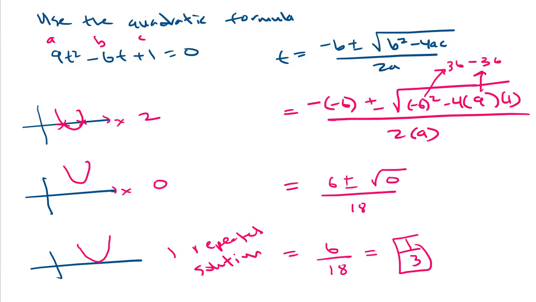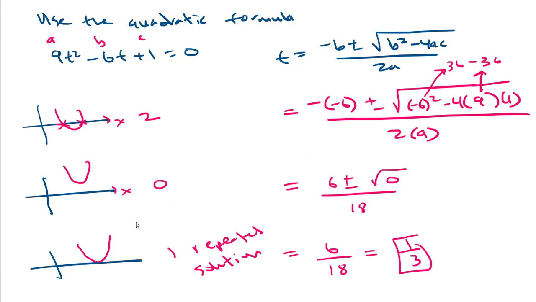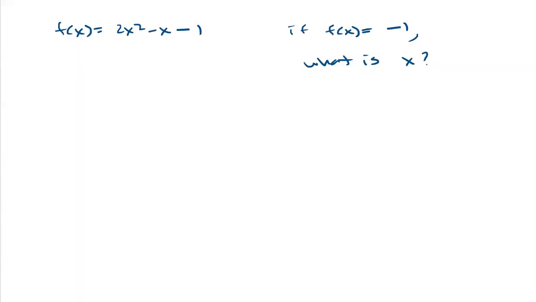Okay, so that's what that means. So in this case, this is a one repeated solution. All right, so in this case, what we want to do is rewrite this. f of x equals -1 is the same thing as saying y is equal to -1. Okay, so we're going to replace f of x with y, which is equal to -1.